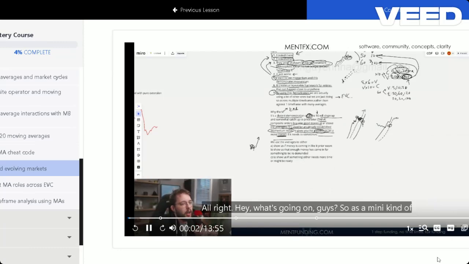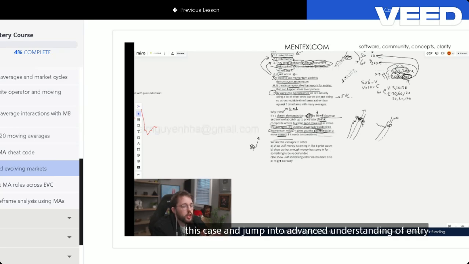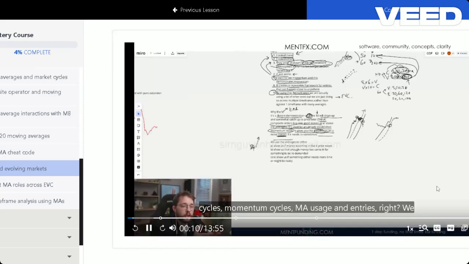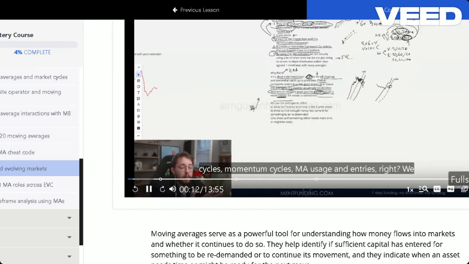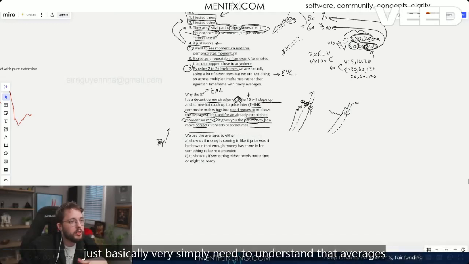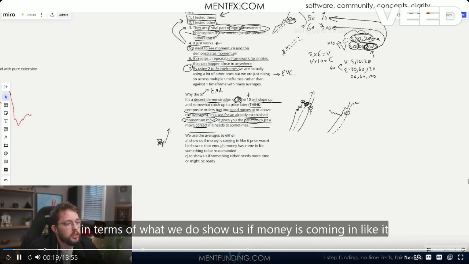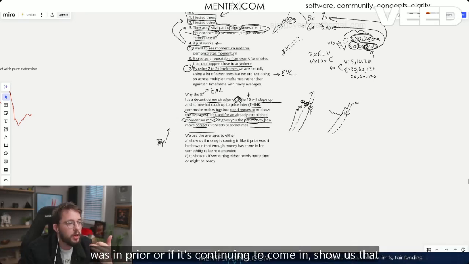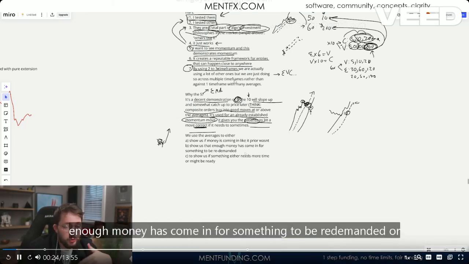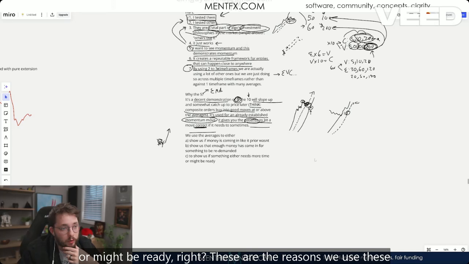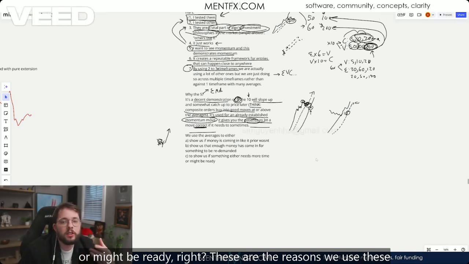So, as a mini wrap up to averages before we look at even more examples in this case and jump into advanced understanding of entry cycles, momentum cycles, MA usage, and entries, right? We just basically very simply need to understand that averages, in terms of what we do, show us if money is coming in, like it was in prior, or if it's continuing to come in. They show us that enough money has come in for something to be redemanded or continue on a given move, to show us if something needs time or might be ready, right? These are the reasons we use these averages.